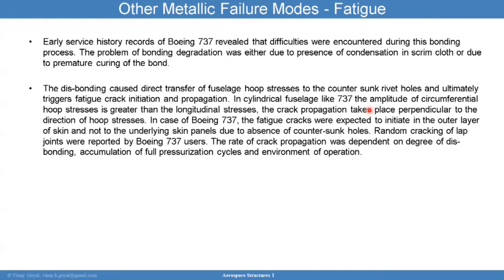So random cracking of these lap joints was reported by several Boeing 737 users, and the rate of crack propagation was dependent on the degree of disbonding, accumulated full pressure cycles, and environments. So as you can see here, the failure mechanisms are not simple, and these events triggered the aviation authorities to look at potentially reducing the inspection times that were there at that time.